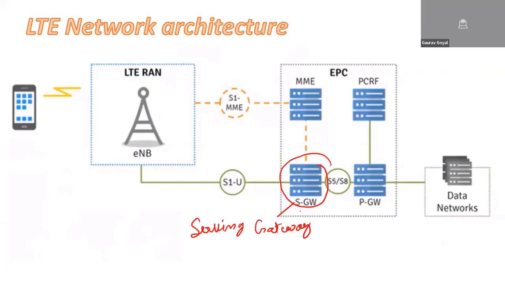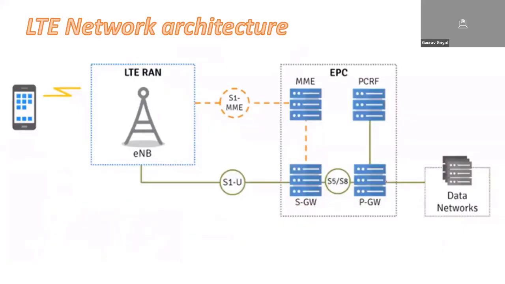And then we have the SGW, which is also called the serving gateway. The main function of the serving gateway is packet routing and forwarding. So the SGW resides in the user plane, where it forwards and routes packets to and from the eNode B and the packet data network gateway, which is the PGW.